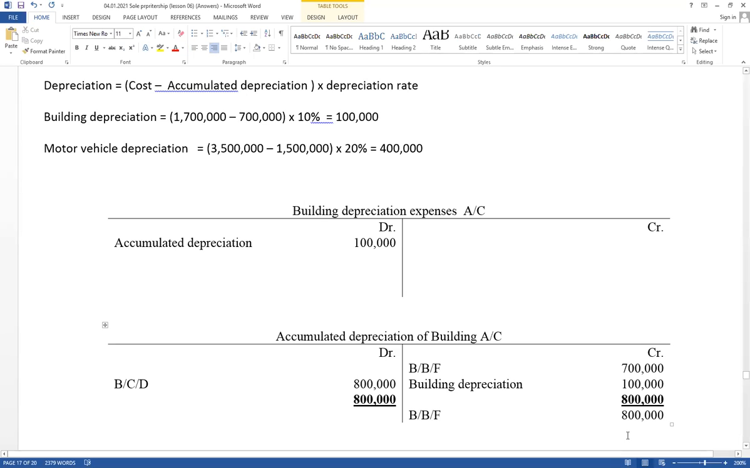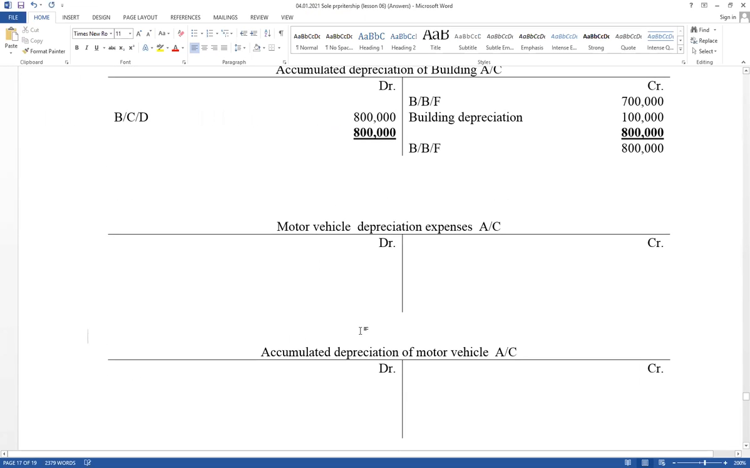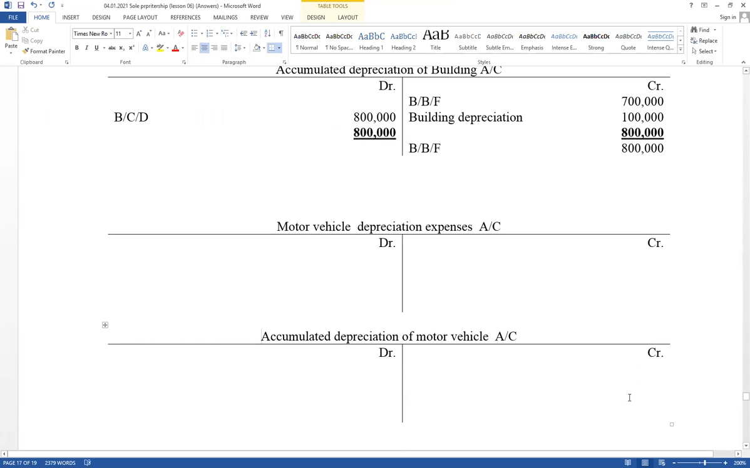Closing balance. This value should be included in the financial position as accumulated depreciation. The trial balance has given the opening balance, but the financial position should disclose the closing balance. And motor vehicle is the same way: two ledger accounts, motor vehicle depreciation expense and accumulated depreciation of motor vehicle.